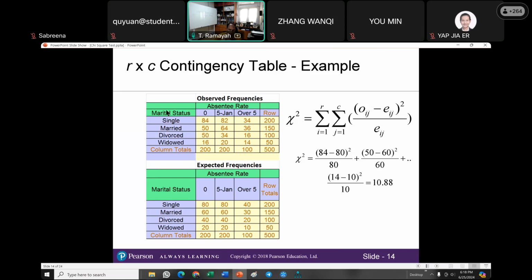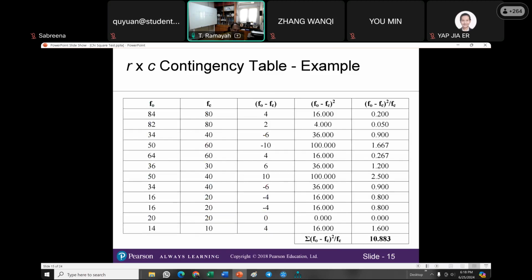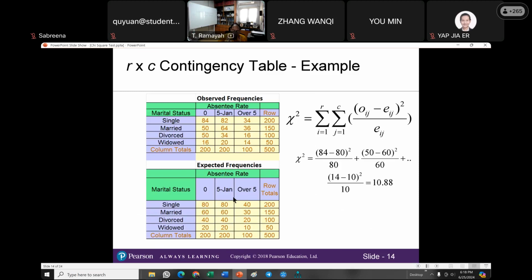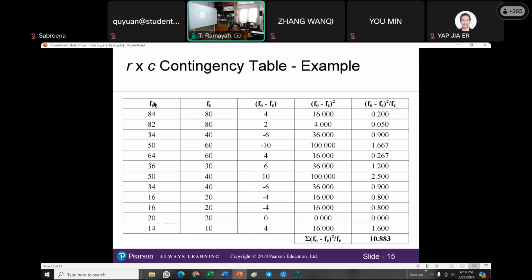Okay, after you have done this, this is your OIJ, which is your observed frequency. This is the expected frequency. We can also put them in a table form. FO is observed frequency. FE is expected frequency. So they are coming from this table. I hope you know how to copy and paste, changing them from row to column. So what I did was I copied and put them in row format. So we already have the frequency of the observed and expected.